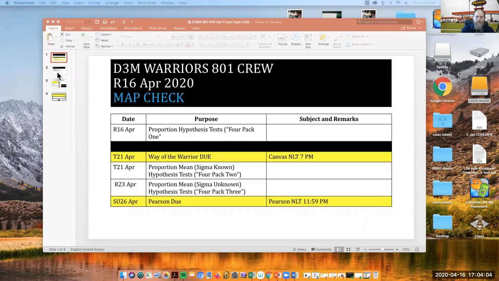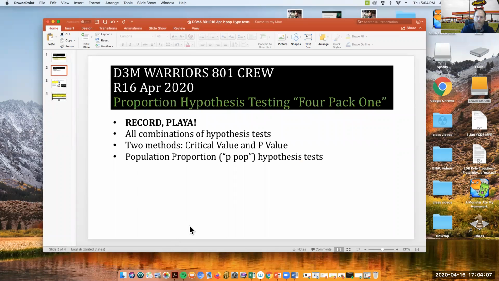So that's our map check. Going on to our agenda for tonight. We're recording already, so that's happening. I want to talk briefly about all possibilities of hypothesis tests that at least we're going to look at in this course. And the purpose for that is so that you have this hit list that you can use throughout the next several weeks to assess yourself. It'll make more sense in a minute.